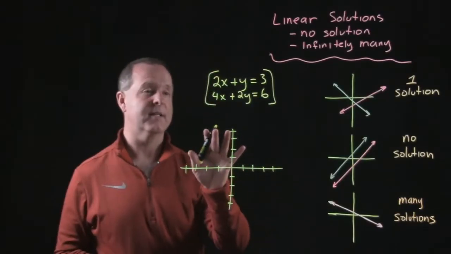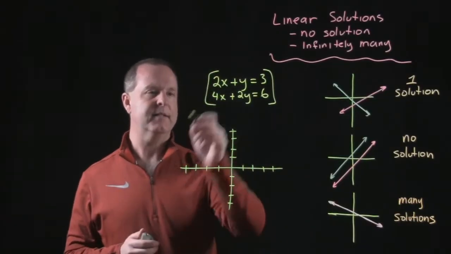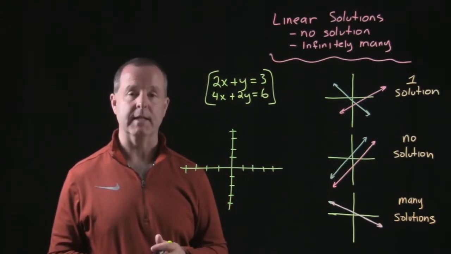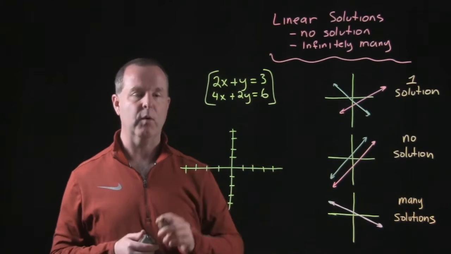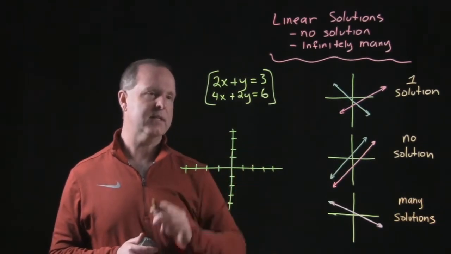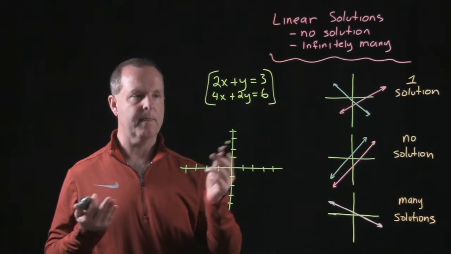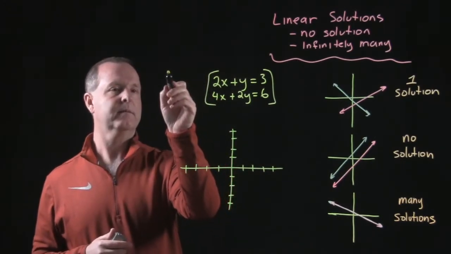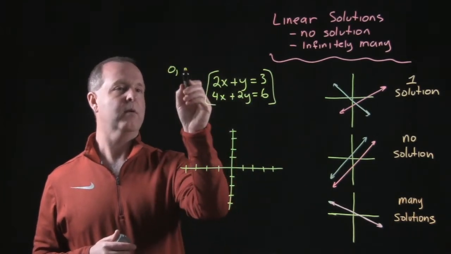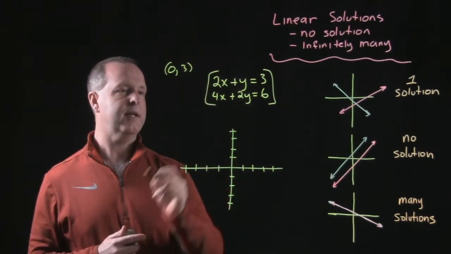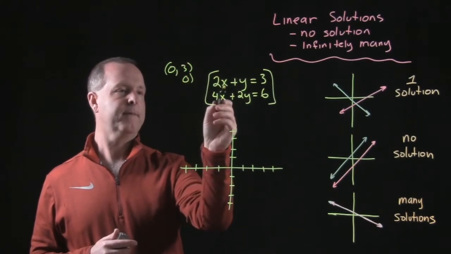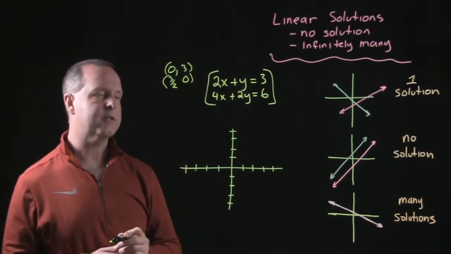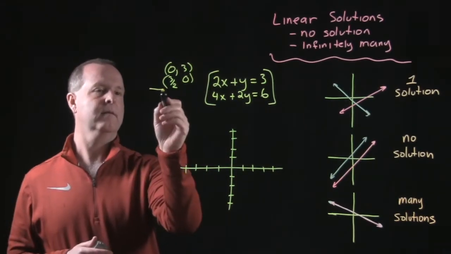Another system that I want to share with you is 2x plus y equals 3, and the other line is 4x plus 2y equals 6. So let's see what we discover if we were to graph both of those. It's not written in slope-intercept form, so it's in standard form. So let's look at their intercepts. If x were 0, y would equal 3. So that's one intercept. If y were 0, x would be 3 halves. All right, so there's the x and y intercept for the first line.